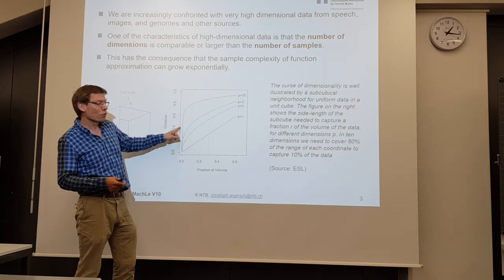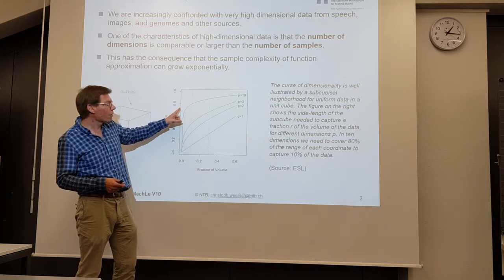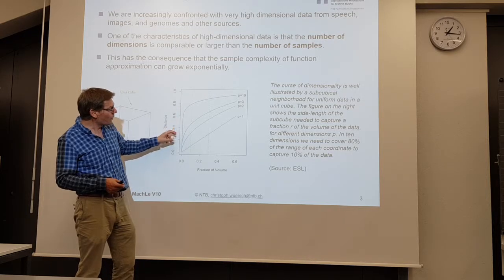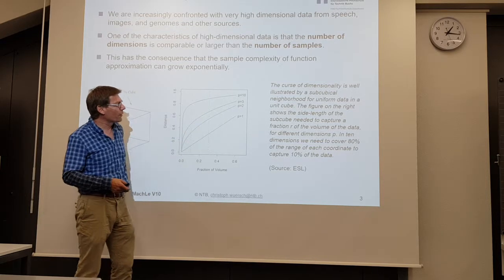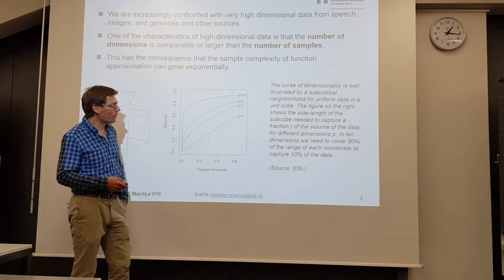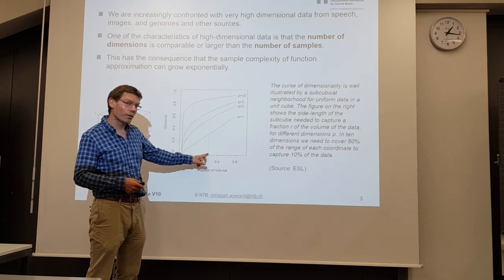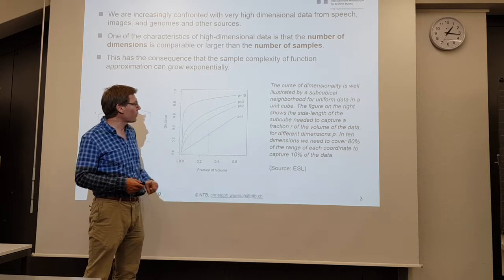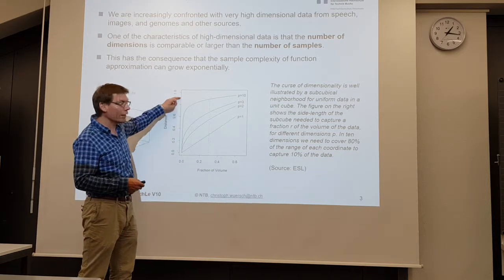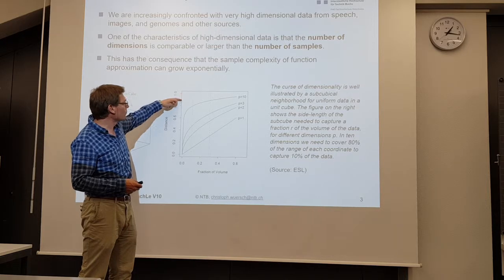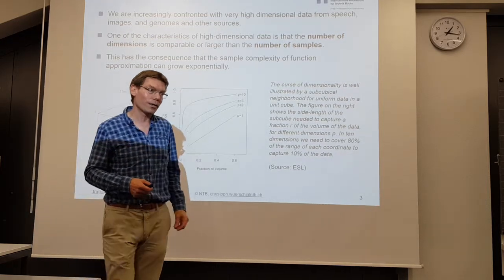It's like the nth root of that. And if we read this curve, for example, in a 10-dimensional data space, if we want to have covered 50% of the volume in this 10-dimensional data space, we need to sample on each axis about 90% of all the data.